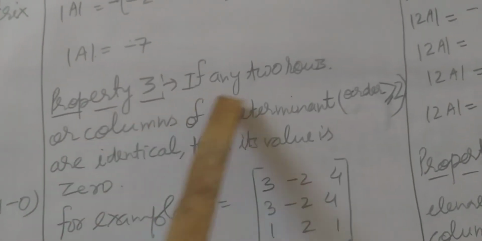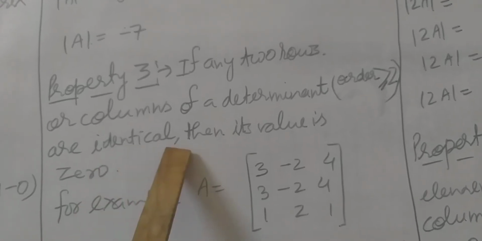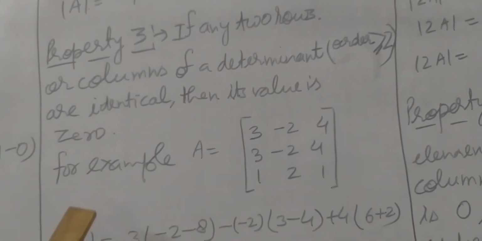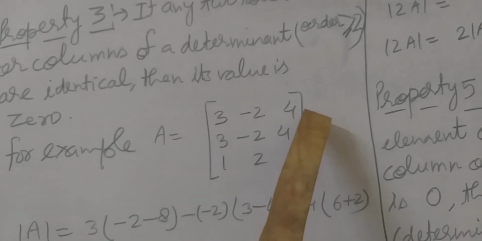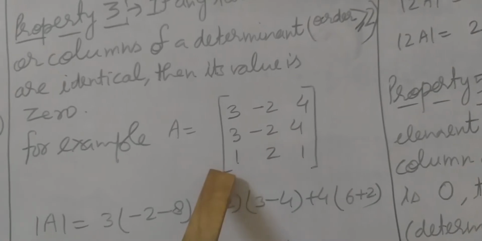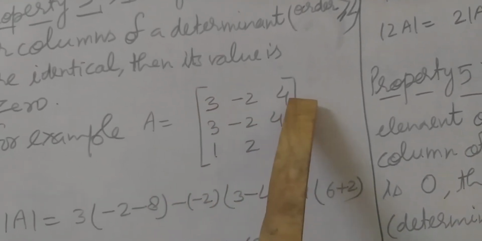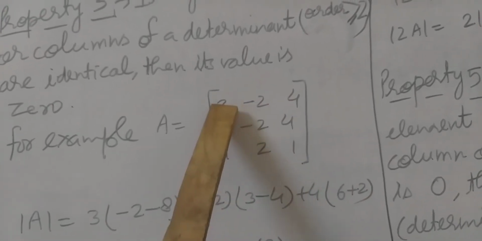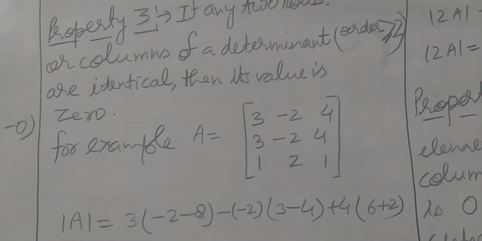If two rows or two columns are identical, then the value of the determinant is 0. Let us take one example, students. A equals 3 minus 2 4, 3 minus 2 4, 1 2 1. You can see, students, R1 and R2 are identical. The same values are there. So its determinant will be 0.